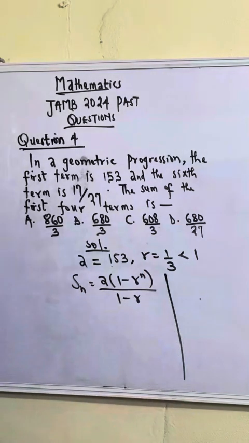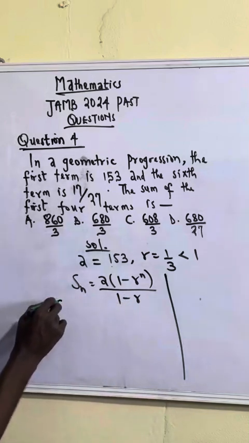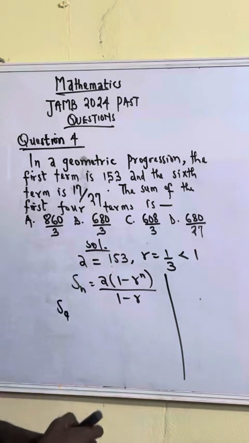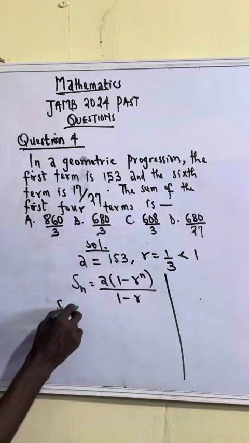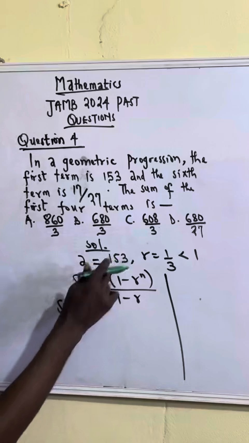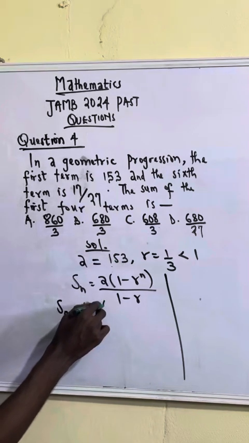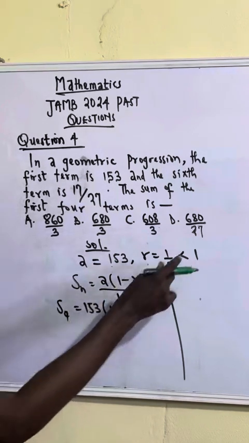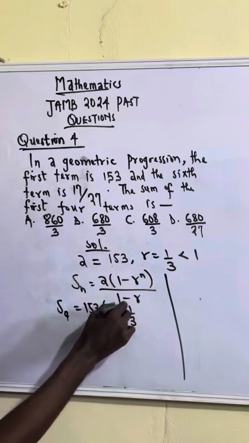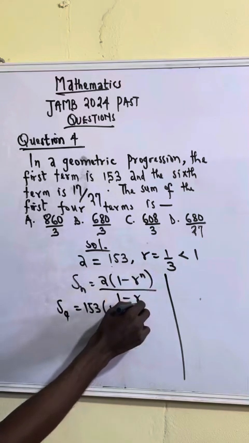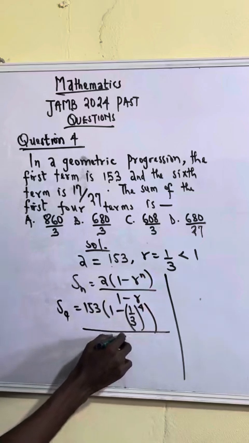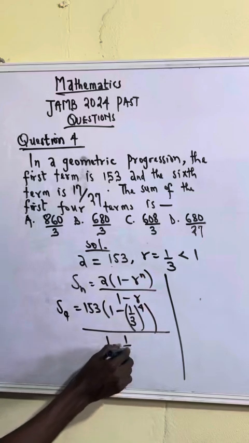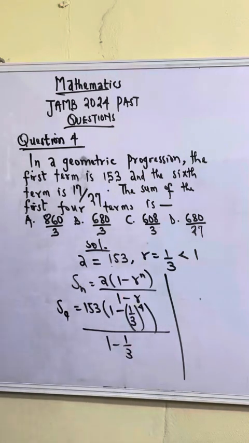So let's substitute inside here. S sub 4, which is the sum of the first 4 terms, will be equal to A is 153, open a bracket for 1 minus R, which is 1 over 3, raised to power n, and don't forget n is 4, then everything divided by 1 minus 1 over 3. The remaining thing is to simplify this further and get our answer.